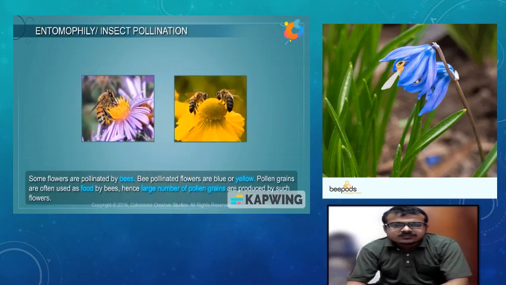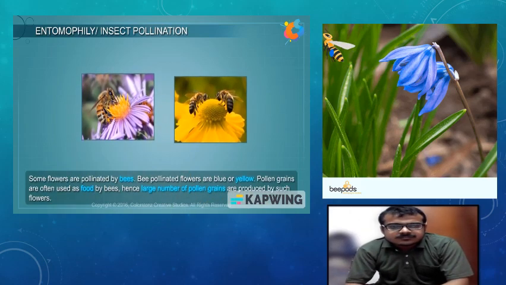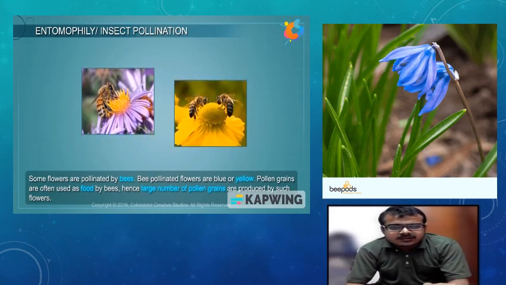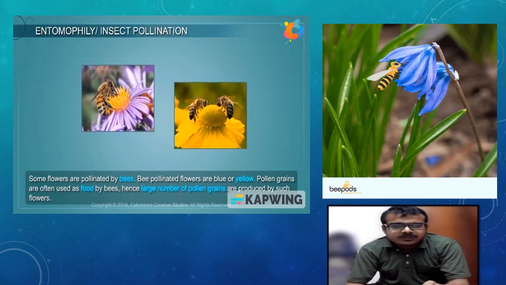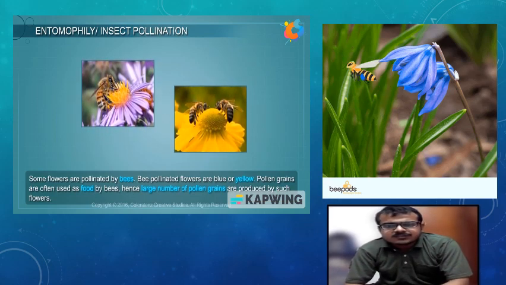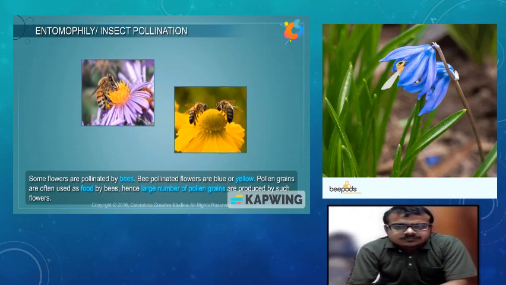Some flowers are pollinated by bees. Bee pollinated flowers are blue or yellow. Now here are some features of the flowers which are pollinated by bees. Pollen grains of the flowers are often used as food by bees. Hence, a large number of pollen grains is produced by such flowers, which are indeed pollinated by bees.